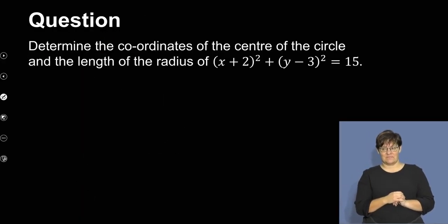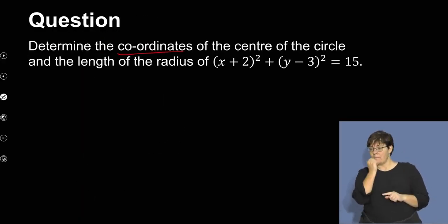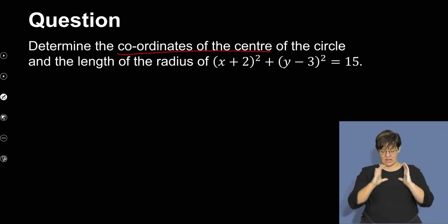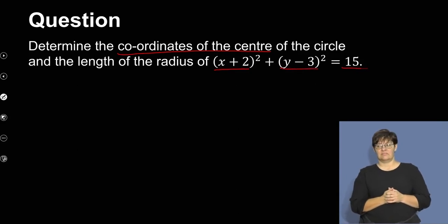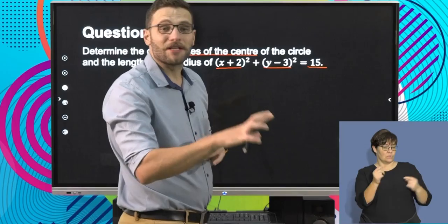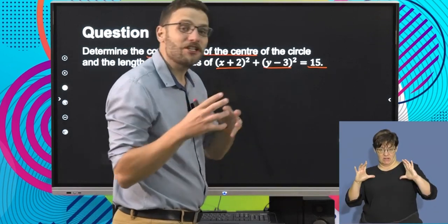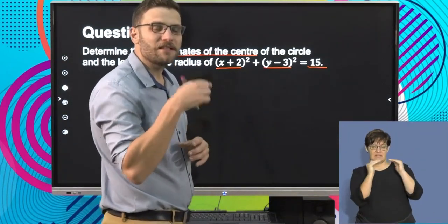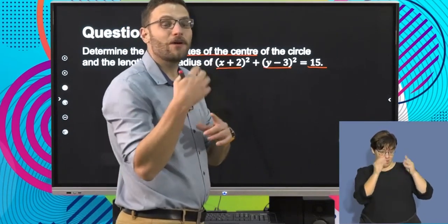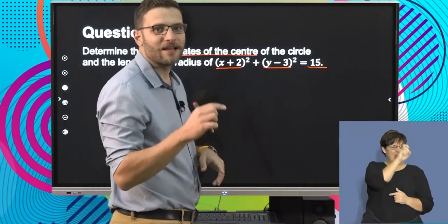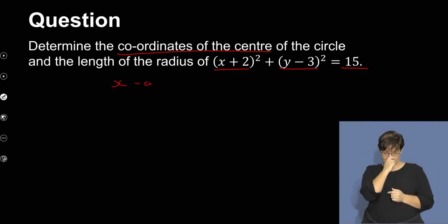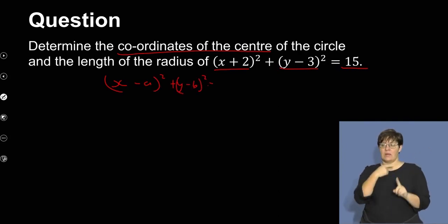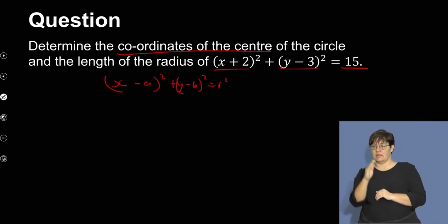So let's go to the next slide. It says here, determine the coordinates of the center of the circle and the length of the radius. All right, so what I'm going to do is take my circle that's been given to me and change it into standard form. Once it's in standard form, then I can decide what is the x-coordinate of my center, what is the y-coordinate of my center, and what is my radius. So I know that my standard form is (x minus a) squared plus (y minus b) squared is equal to r squared. So I'm going to go and write this.